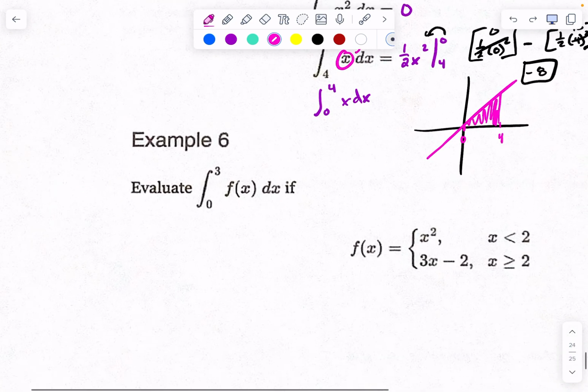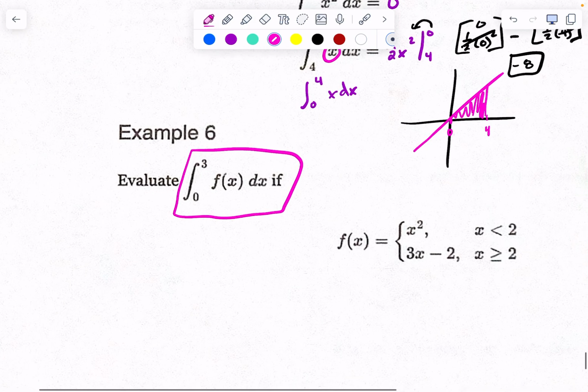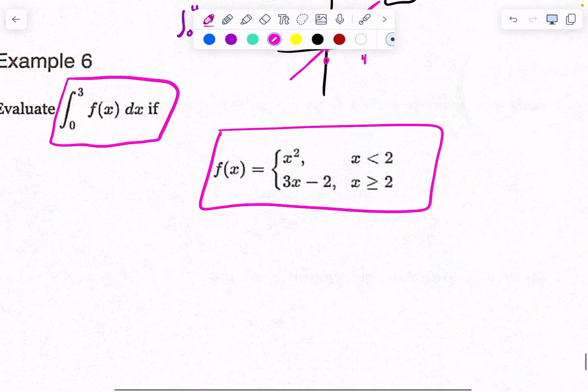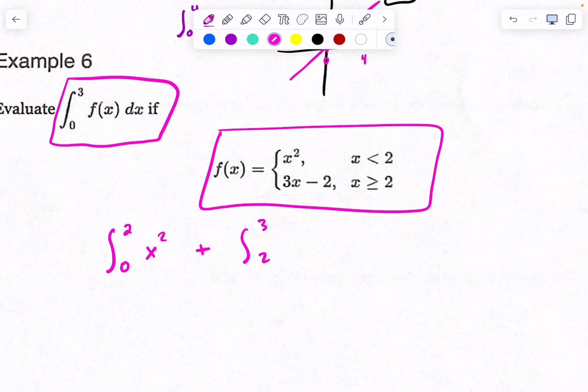Okay, example 6. They're wanting us to go from 0 to 3 of f of x dx, but f of x is actually a piecewise function. I don't like piecewise. This is not bad, actually. We're going to split it up into 2 chunks. We're going to go from 0 to 2, and that function is x squared. Plus, then we're going to go from 2 to 3, and that function is 3x minus 2. I should put dx on the end of each one of these.